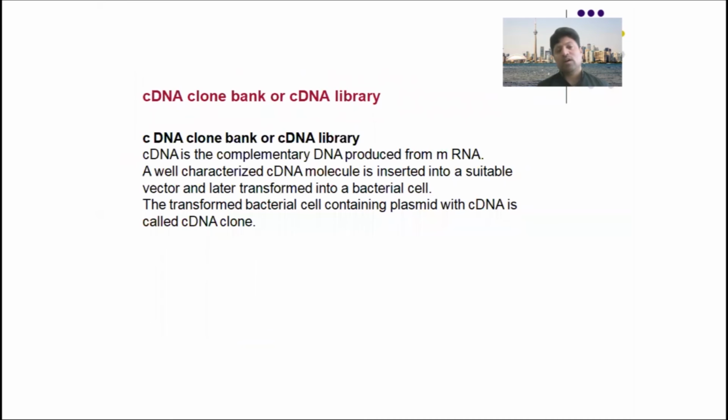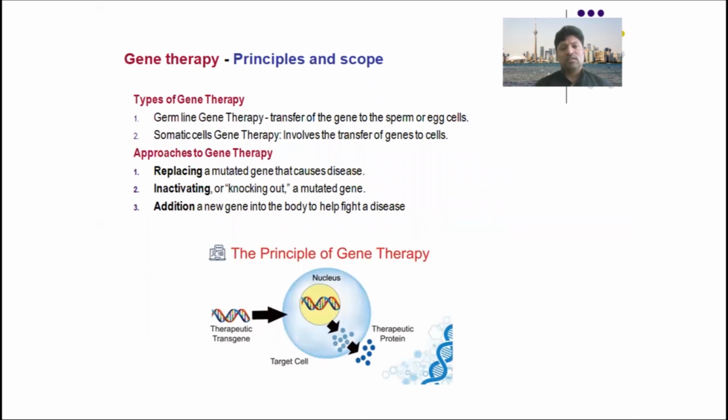If we talk about cDNA, the complementary DNA clone bank or complementary DNA libraries, a cDNA clone bank or cDNA library is the complementary DNA produced from messenger RNA. A characterized cDNA molecule is inserted into a suitable vector and later transformed into a bacterial cell. The transformed bacterial cell containing the plasmid of the cDNA is called a cDNA clone. This is actually the scope and principle of gene therapy.